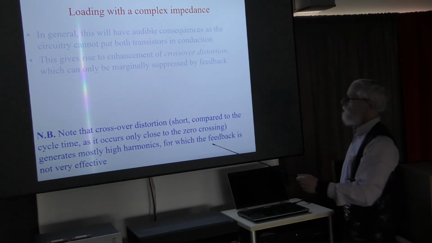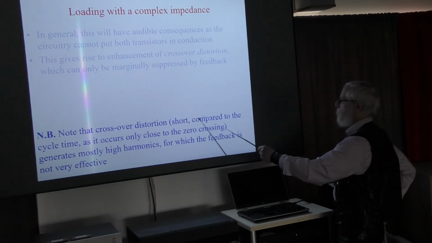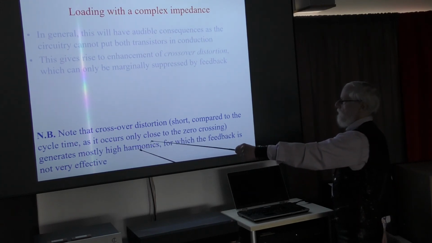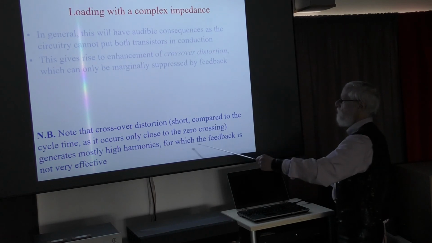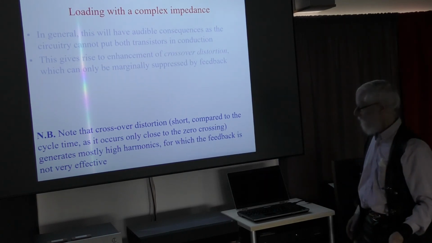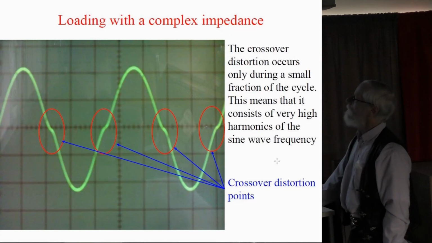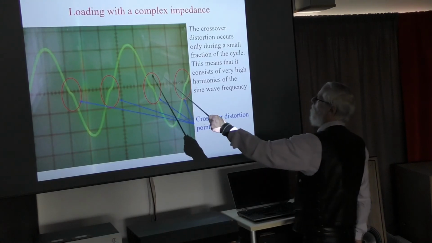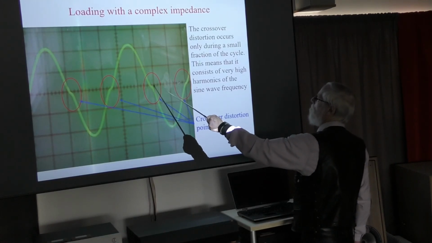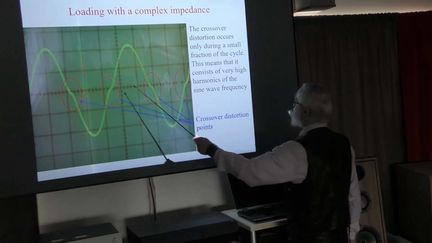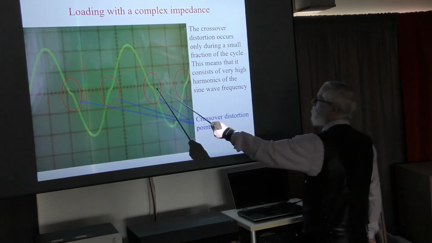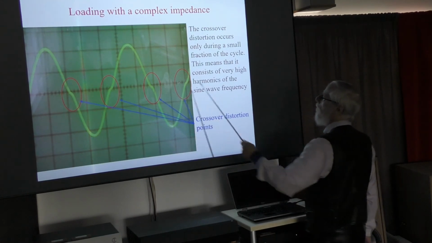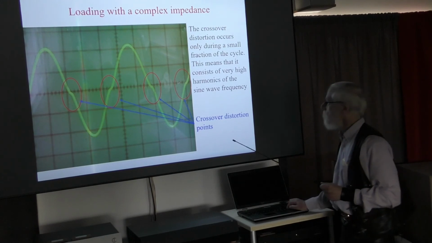And why? Well, the crossover distortion is short compared to the cycle time. It only occurs close to the zero crossing, and it generates mostly high harmonics, for which the feedback is not very effective, because the mu drops. And this is an illustration of it. This is the output signal, and we see that there's crossover distortion near the zero within the ellipse. And because this time is short compared to the cycle time, this represents very high harmonics of the sine itself.